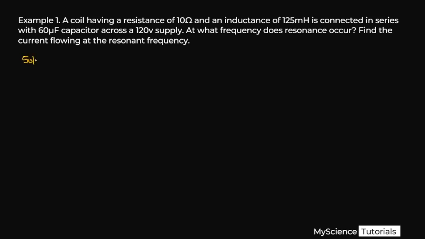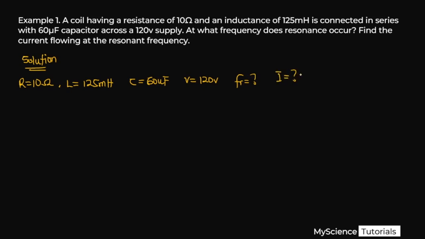So let's write down our solution. Now the first thing we need to note is to write down our parameters to see what we have, what we don't have, and then how we can proceed forward. So we have a coil having a resistance of 10 ohms. So our resistance is 10 ohms. And then we were told that the inductance L is 125 millihenry, and then it's connected in series with a capacitor of capacitance 60 microfarad across a voltage of 120 volt supply. We're asked at what frequency, or the resonance frequency, does this occur, and we also have to find the current at which this occurs. All right, this is pretty easy, pretty straightforward.